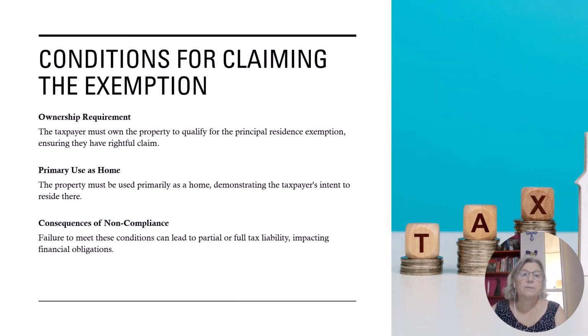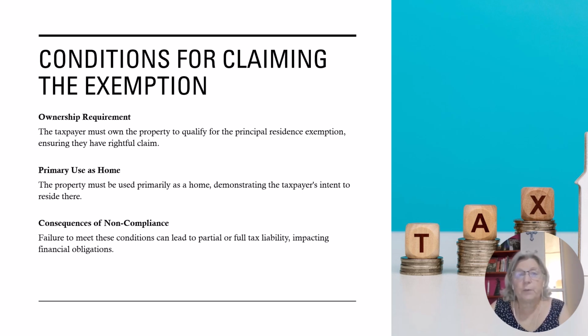Conditions for claiming the exemption: ownership requirement. You must own the property to qualify for the principal residence exemption. You can't claim it for somebody else, okay? So what will happen is the land title registry will show it. And you'll want to have a copy of your document. You get that, your conveyancing documents. It'll be in there when you originally bought the home.